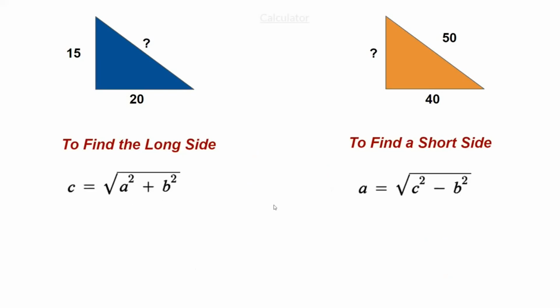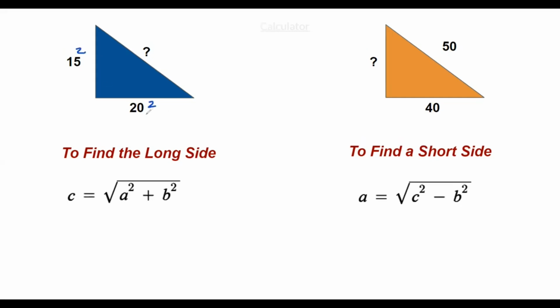So once you've done some of this, you start to realize that you need to take the square root at the end. So why not take a little bit of a shortcut and memorize this formula? When we're trying to find the long side, we are going to take the square root of the sum of the square of the other two sides. So we are going to square 15, and we're going to square 20, and we're going to add those up and take the square root of it.